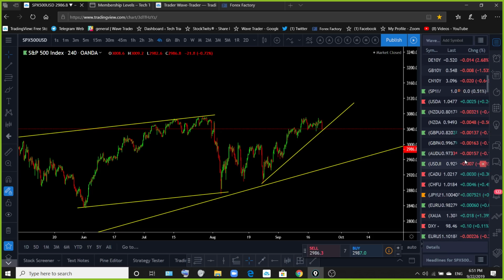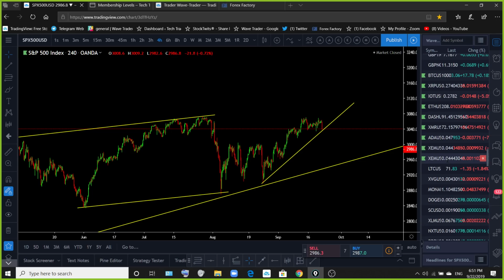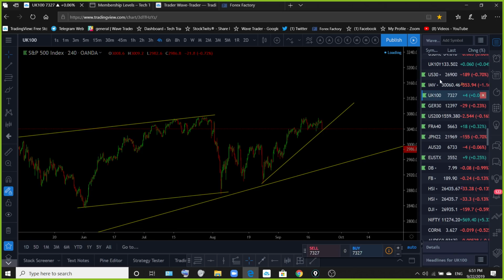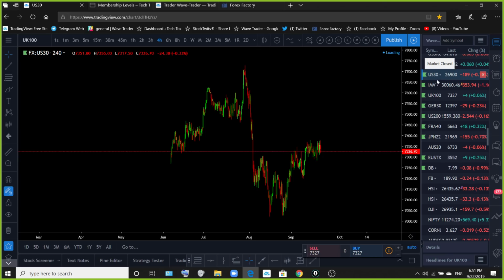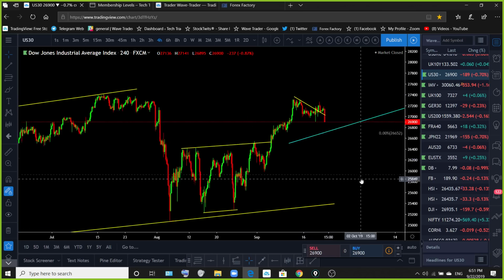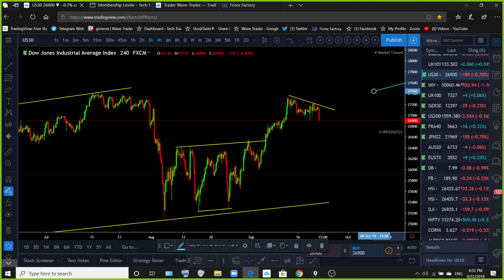All right, let's go down to the other markets. The UK 100 index, or Dow Jones. Let's do Dow Jones first. Very much like the S&P 500. You see that correction? Just hold that ABC move, new low, and keep pushing higher. So make sure, guys, you buy at that top with care.